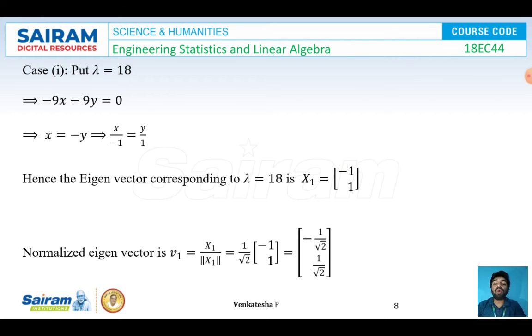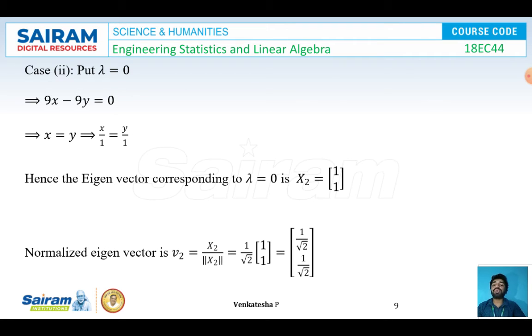Now I am going to find the normal form of this eigenvector with the formula v1 is equal to x1 by norm of x1. The norm of x1 is given by the square root of minus 1 squared plus 1 squared, which is equal to root 2. So I got 1 by root 2 into the x1 vector minus 1, 1. So I got the value of v1 is equal to minus 1 by root 2, 1 by root 2.